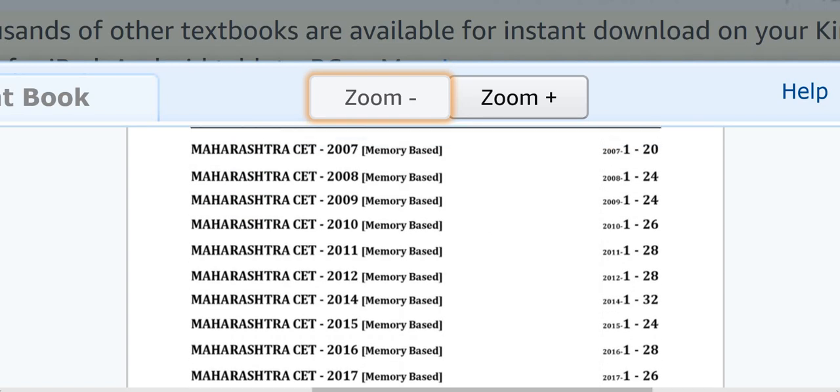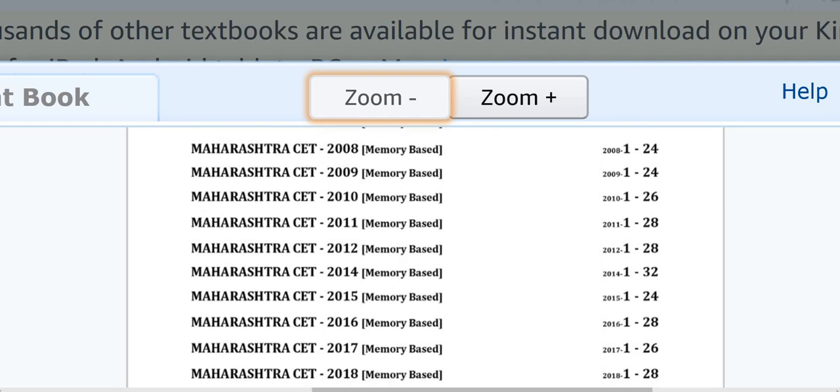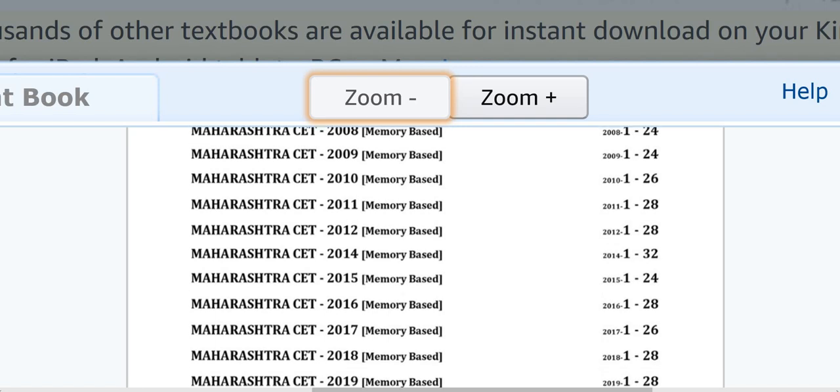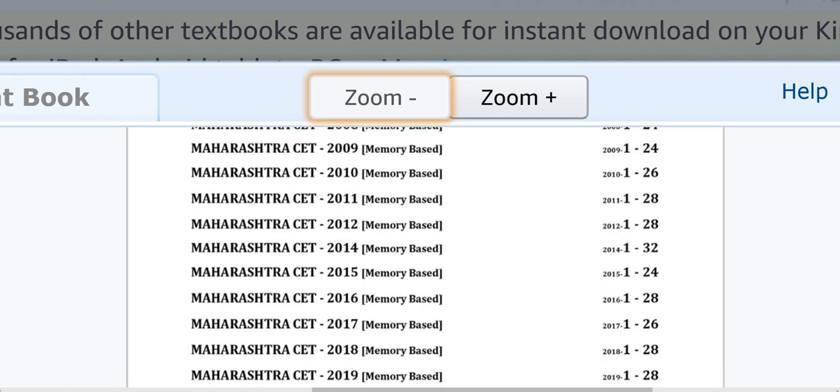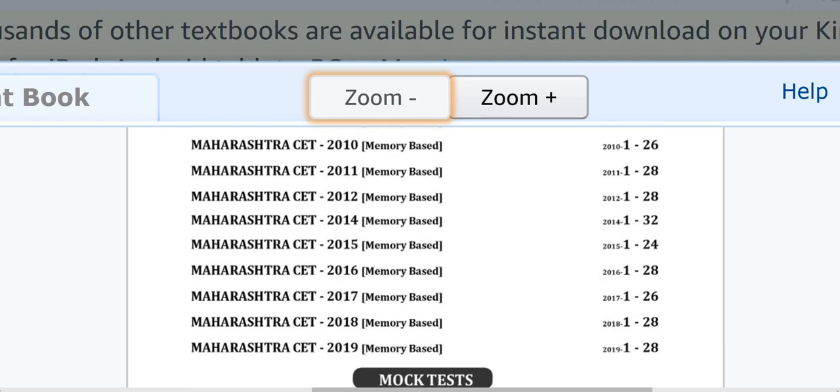The 2007 to 2012 papers were quite easy. Then in 2012-13-14 the level went up. Then in 2016-17 IBPS came on board, and the 2017-18-19 papers were taken over by IBPS. You can understand all those changes from this book.